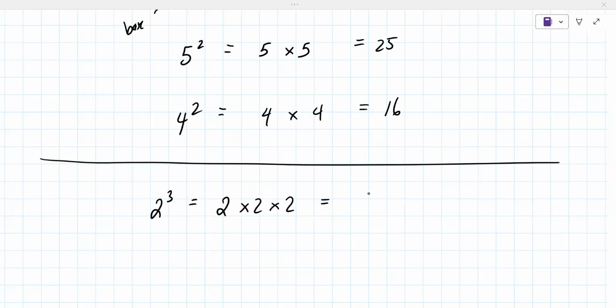It would be 8. Yes. Okay, so it's easy to do what you just did. That's why you've got to write it out fully.